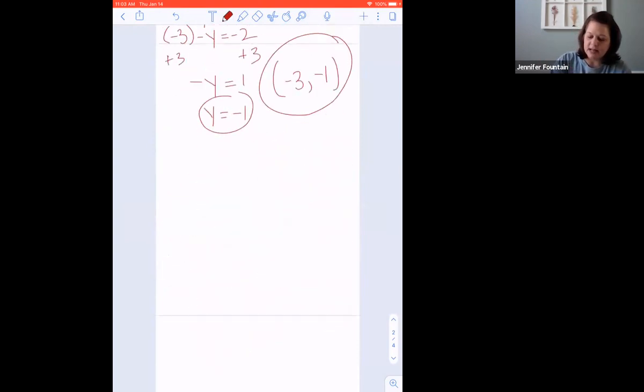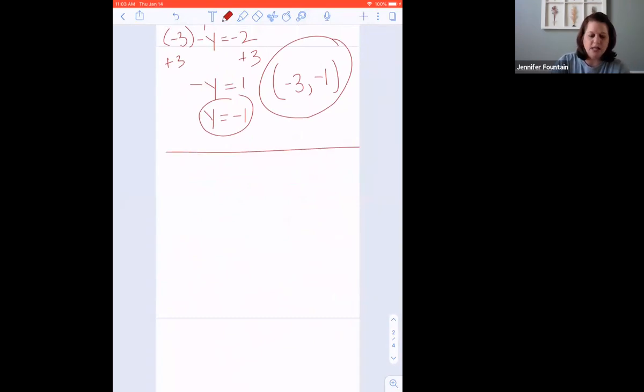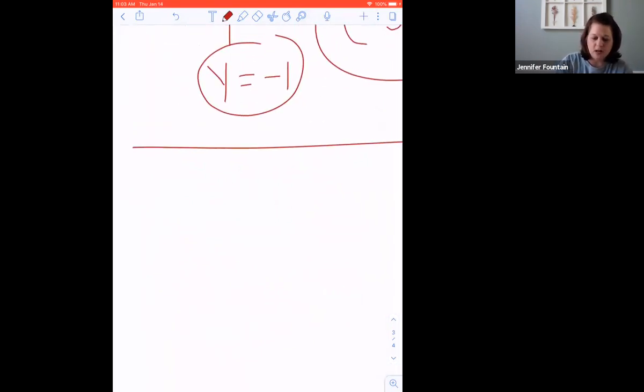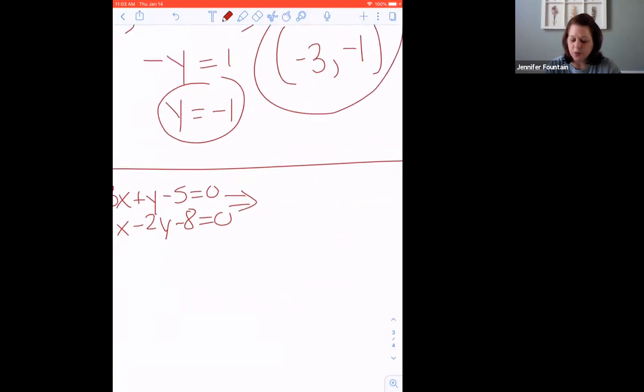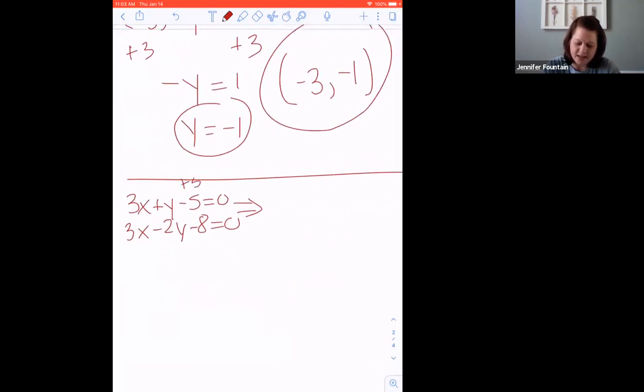All right, the last one in activities, classwork 1. I start out with 3x plus y minus 5 equals 0, and 3x minus 2y minus 8 equals 0. So the first thing I've got to do is write them in standard form. So that means I have to add 5 to my first equation and add 8 to the second equation. So 3x plus y equals 5, and 3x minus 2y equals 8.